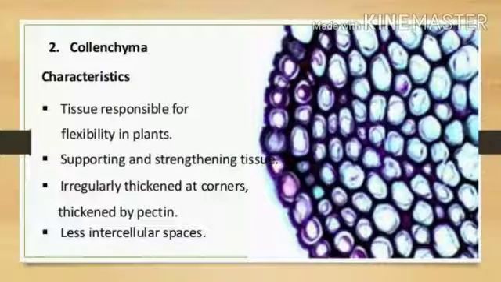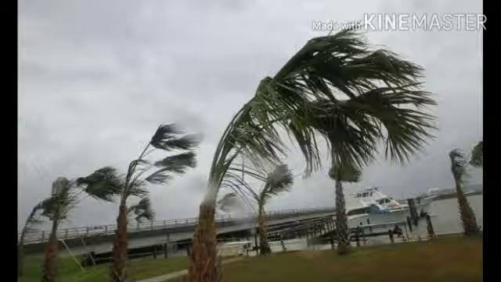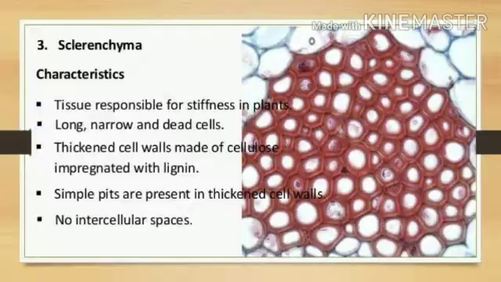Next, the second type of tissue in ground tissue is collenchyma. The cells in the collenchyma tissue have thick walls and are elongated when compared with the parenchyma tissue. This collenchyma provides support, mechanical strength and flexibility to the plants, allowing for easy bending without any breakage.